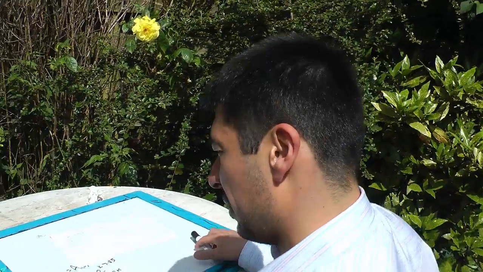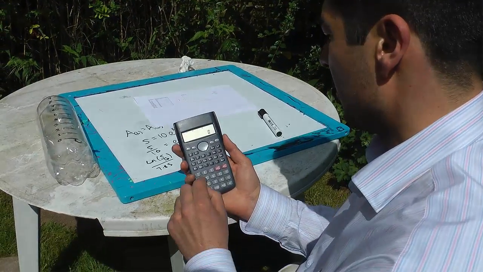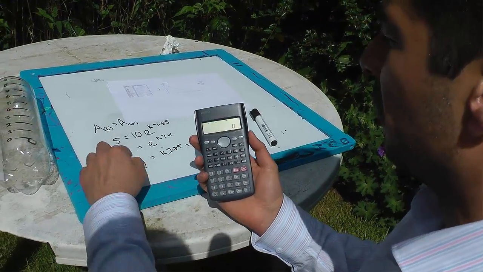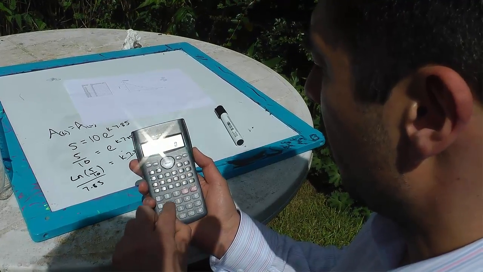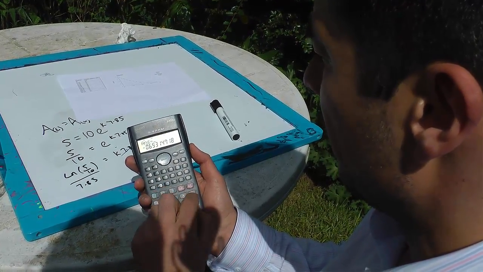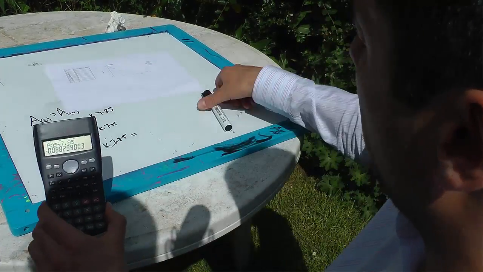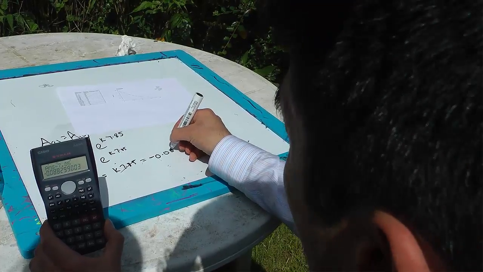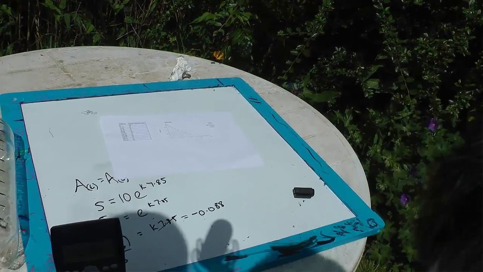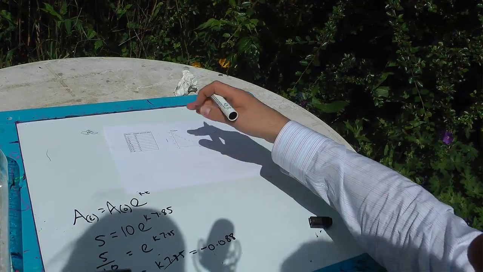Now, on the calculator, 5 divided by 10 is 0.5, so I'll just do ln 0.5, then divide by 7.85, and I get a value for k of minus 0.088. Okay, I'm not going to bother with any units or anything, it's a constant I'm going to use. So this is the constant for this graph.